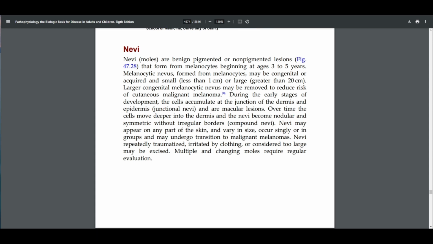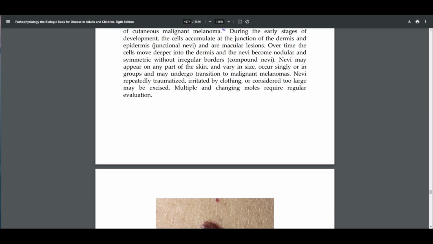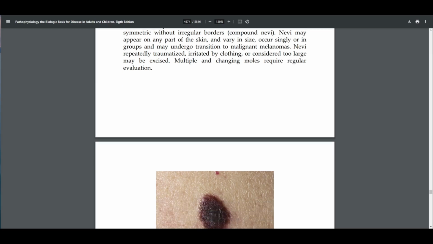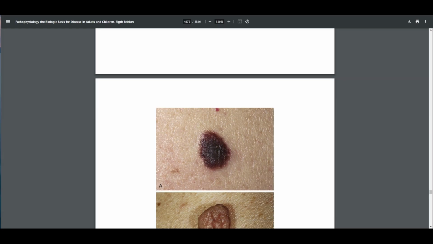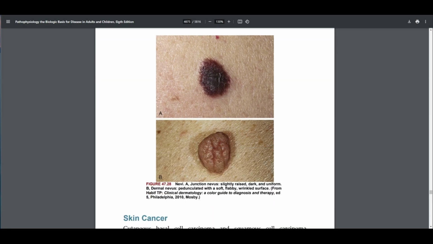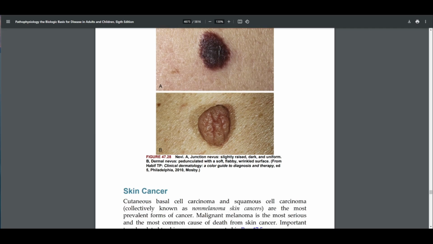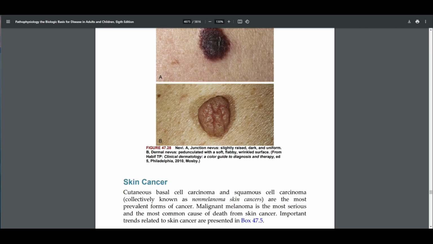Nevi repeatedly traumatized, irritated by clothing, or considered too large may be excised. Multiple and changing moles require regular evaluation. So here we're taking a look at different types of moles, which leads us to our skin cancer.